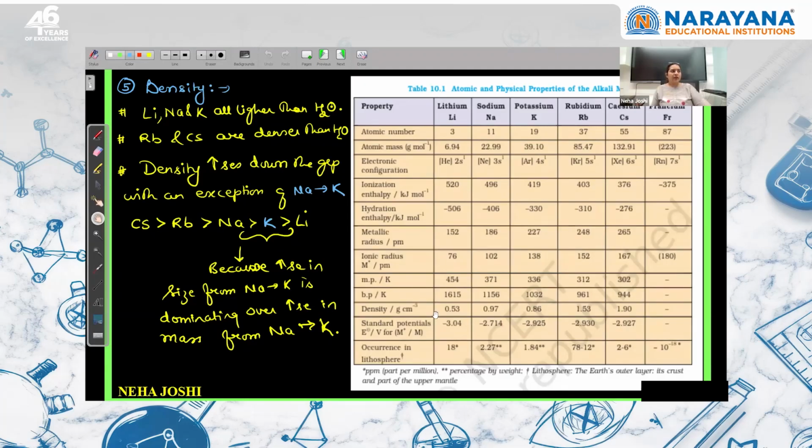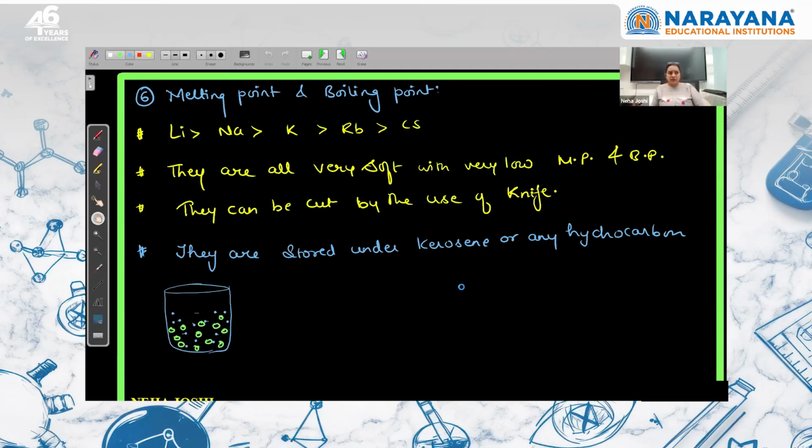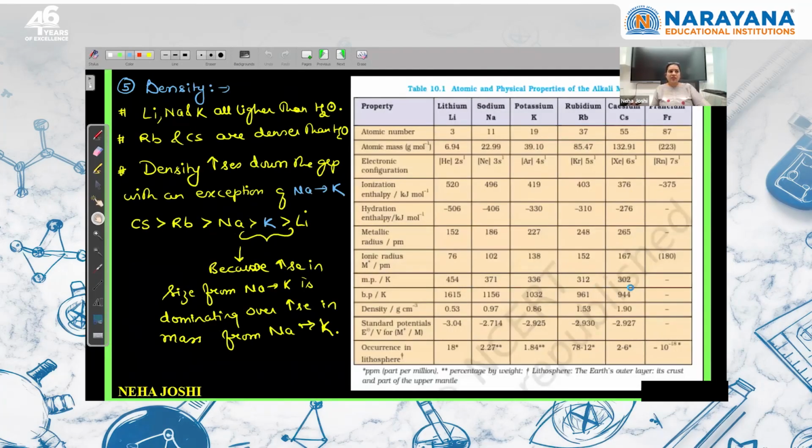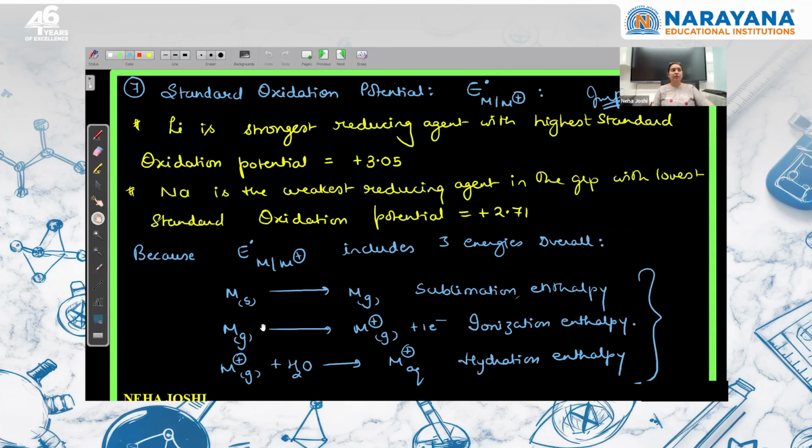So moving to melting and boiling points, I can make a clear statement. There is a continuous decrease as we go down the group: lithium, sodium, potassium, rubidium, cesium. Overall decrease in the group, though lithium has a relatively higher melting point. Overall they are all very soft, with very low melting and boiling points, and they can be cut by a knife. As they are reactive towards air, they are stored under kerosene or any other hydrocarbon which is unreactive to them.